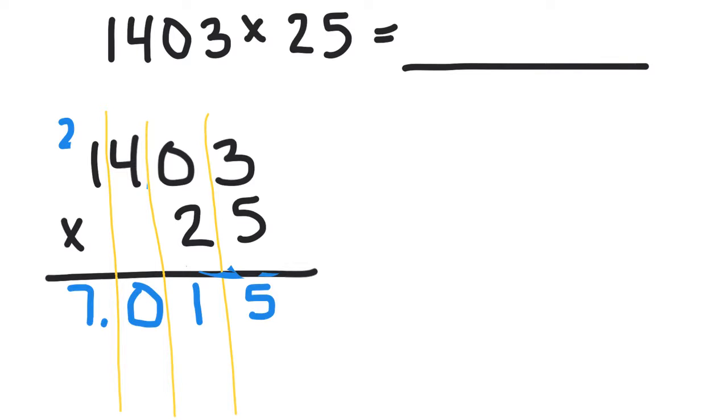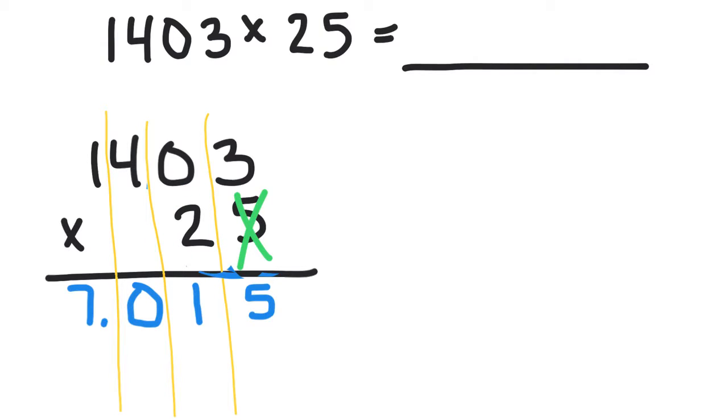All right, so let's change to another color. And now I can cross out that 5. We're done with the 5 at this point. And we are now moving on to the 2. But you need to remember that this 2, since it's in the tens place, is actually a 20. It's 2 tens, not just 2.